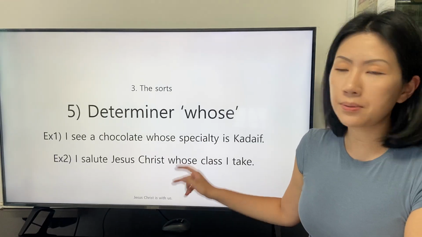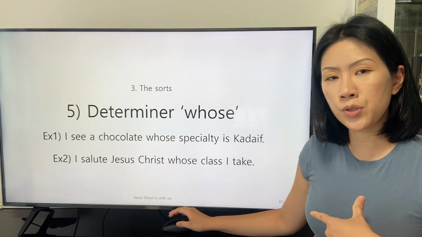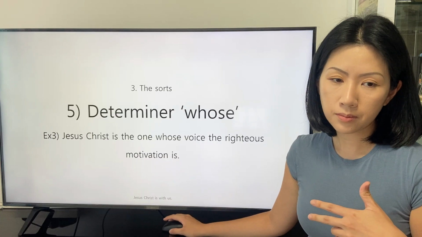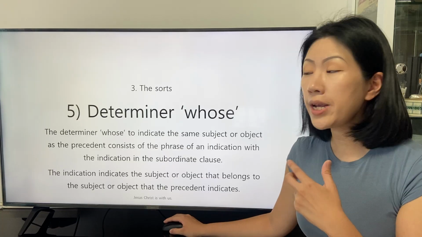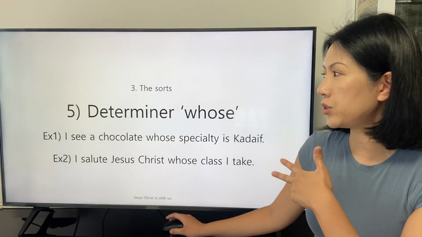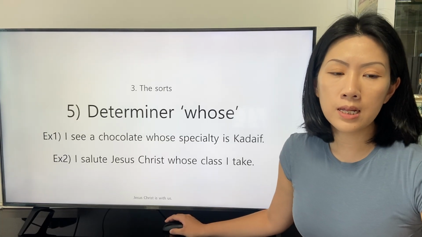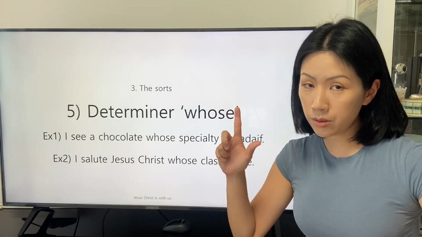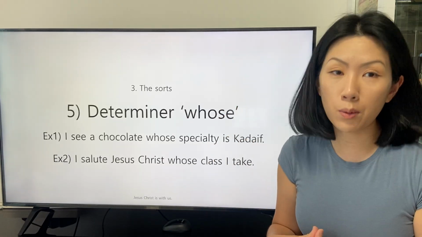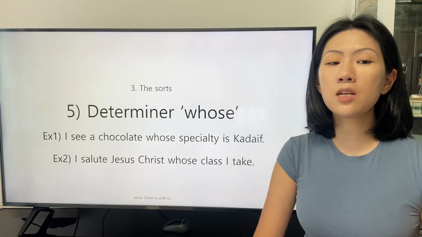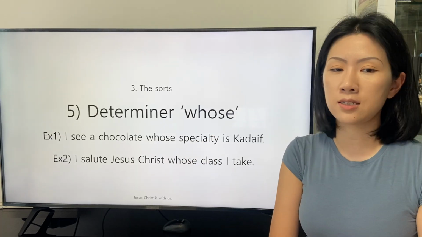There are three examples in which the determiner whose is applied. Let's study how the determiner whose is applied in the sentences one by one. The first one is this: I see a chocolate whose specialty is kadaif.